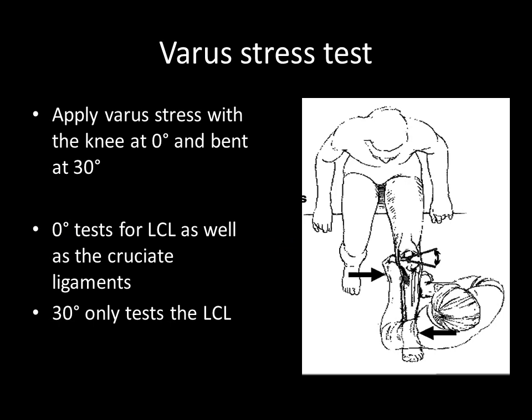Coming to the collaterals, we do various stress tests for the lateral collateral. We appreciate the lateral opening in the varus stress test. It is done by applying varus stress with the knee at 0 degrees and bent at 30 degrees. The 0 degree test is for the lateral collateral as well as the cruciate ligaments, while 30 degrees only tests the lateral collateral. If there is only pain, it indicates mild sprain. If there is pain and laxity, it indicates moderate sprain. If there is no fixed endpoint, it is suggestive of complete lateral collateral rupture.